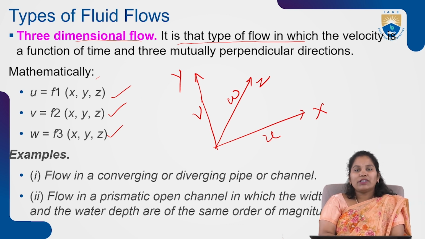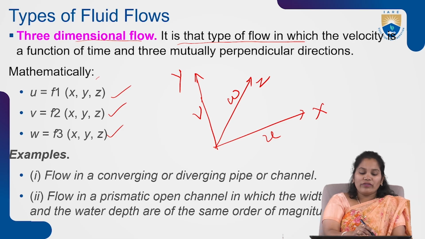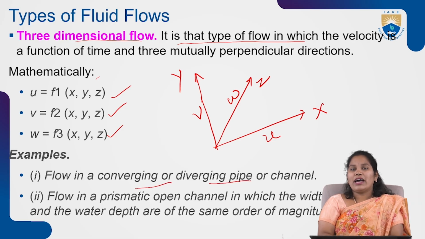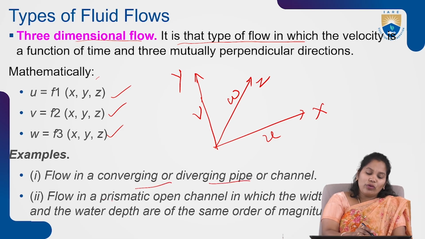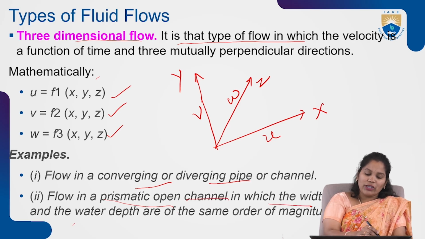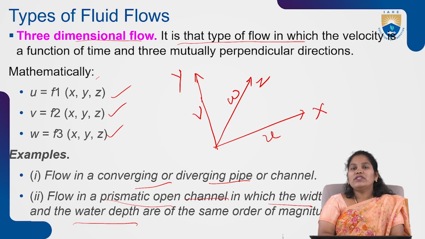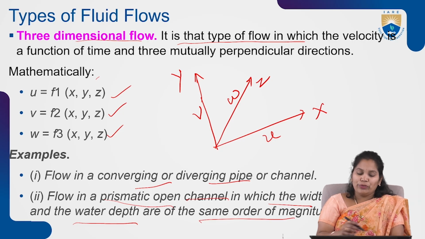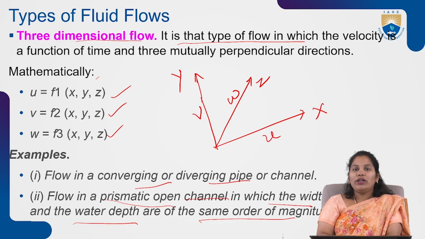Examples are flows in a converging or diverging pipe or channel, and flow in prismatic open channels in which the width and the water depth are of the same order of magnitude. This is an example of three-dimensional fluid flow.